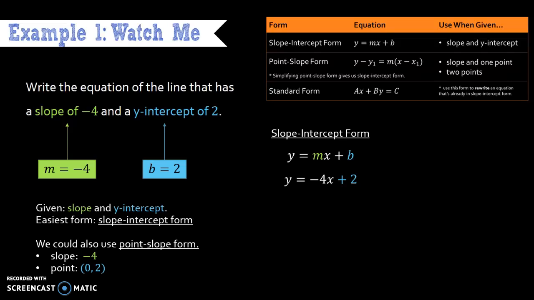Slope-intercept form takes on this pattern, y equals mx plus b. So we're going to put -4 in the place of m and +2 in the place of b. That's my slope-intercept form.